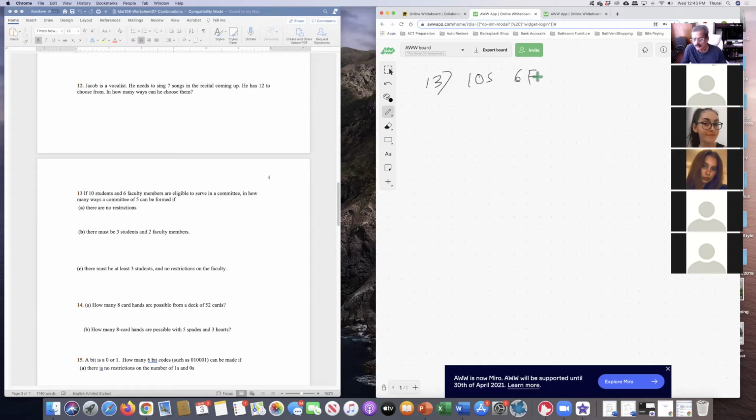No restriction means I can select any number of faculty and any number of students to go into the committee, but altogether there must be 5. So you can just add up the 10 students and the 6 faculty. From all 16, I need to select any 5. So for part A, it's clearly a combination because it's a committee. So what are the numbers? C(16, 5). From all of the 16, I can select any 5.